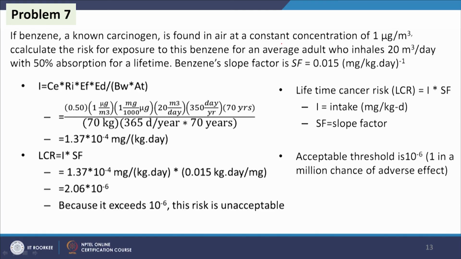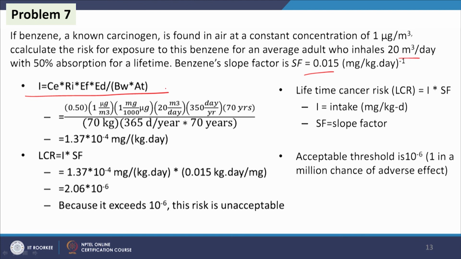The statement is, if benzene, a known carcinogen, is found in air at a constant concentration of 1 microgram per meter cube, calculate the risk for exposure to this benzene for an average adult who inhales 20 meter cube per day with 50% absorption for a lifetime. Benzene slope factor is 0.015 mg per kg per day. So, this is again another problem related to risk analysis, and we have the expression I equal to C into IR into EF into ED by BW into AT, and this may have a carcinogenic effect.